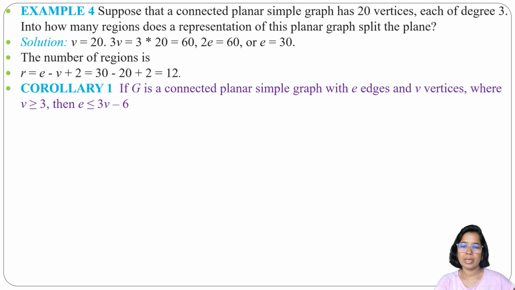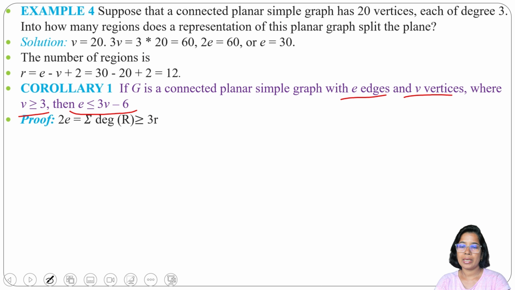Now corollary 1: if G is a connected planar simple graph with E edges and V vertices, where V is greater than or equal to 3, then E must be less than or equal to 3V minus 6. Let's first prove this corollary.